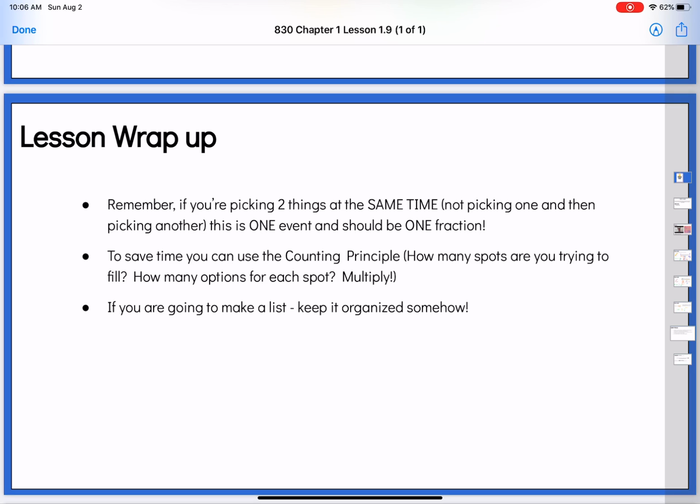If you are going to make a list, which you can if you don't want to save that time using the counting principle, keep it organized somehow. Just don't write them all down willy-nilly. Make sure that you're getting all of them somehow. All right, hope that helps.